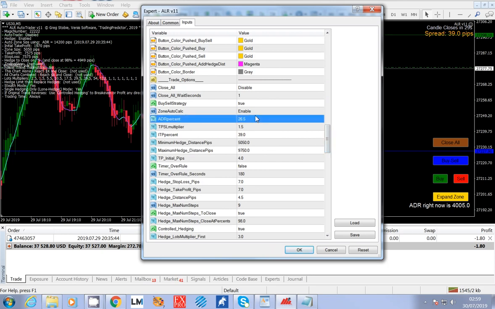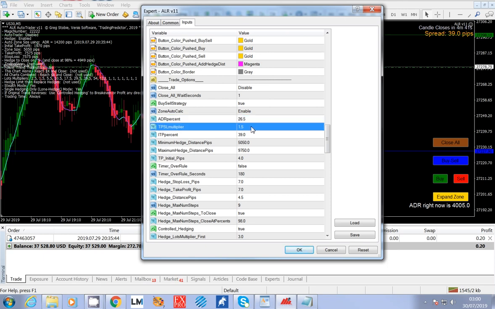The ADR percent, this is a number that, again, don't change, because I have spent weeks, months, years working this best number out, which helps in the calculation of the zone size and the take profit size, etc. This is a percentage of the ADR that it takes and uses for the formula that is used to work out the zone and take profit and initial take profit. So it's all automatic for you. So again, you don't need to change that, but if you want to, then feel free, but do it on demo until you are happy with it.